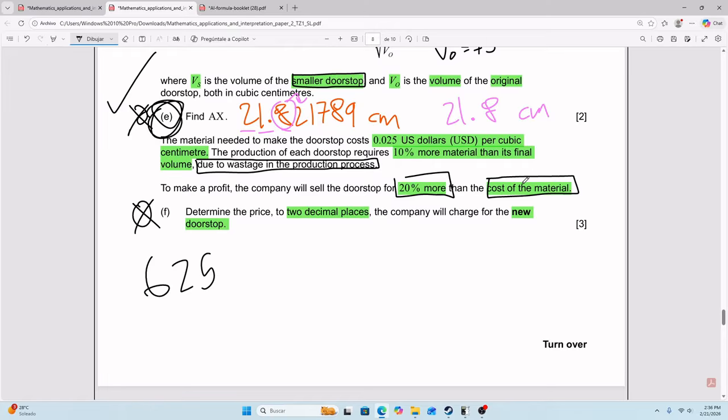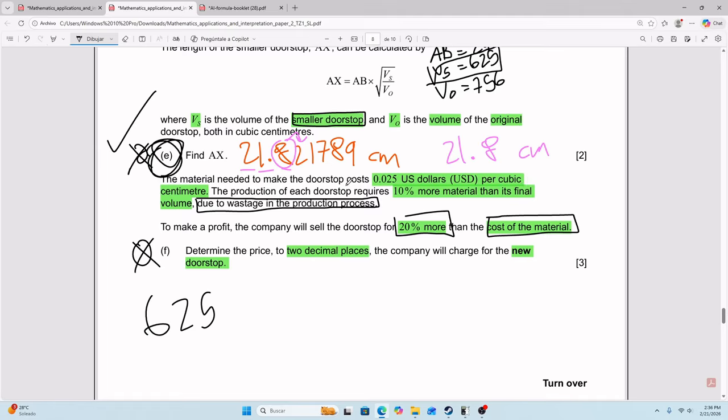The cost of my material is going to be, it costs 0.025 per cubic centimeter. So this is the first thing you might sort of think, yeah, so you take your volume and you multiply by 0.025. So per cubic centimeter, it costs 0.025. So in that sense, we're good. But careful, the production of each doorstep requires 10% more material than its final volume. So although my final volume is 625, I do have to multiply this by 1.1.